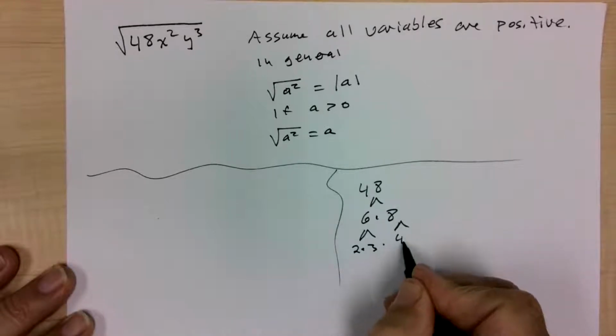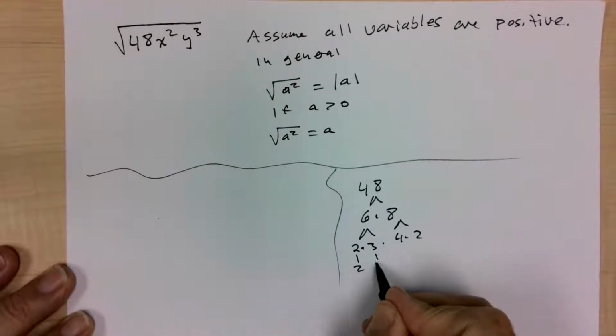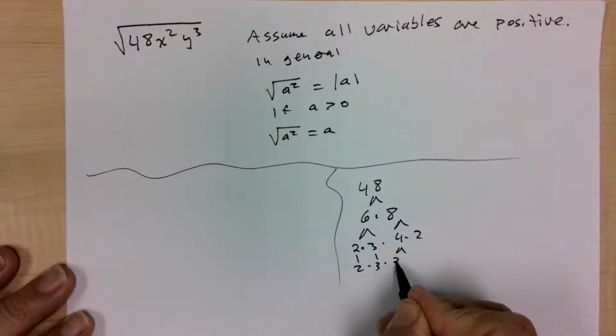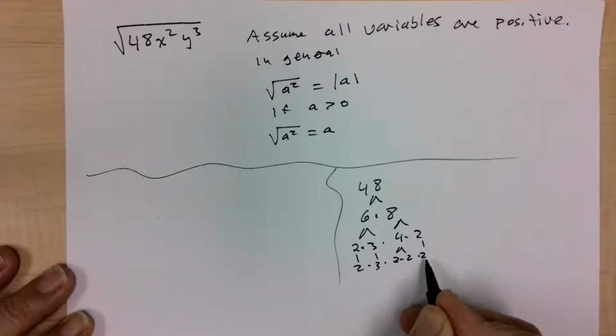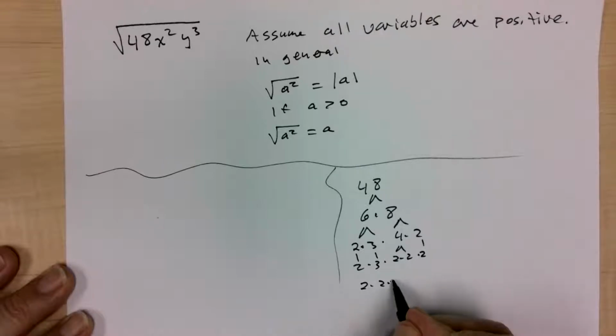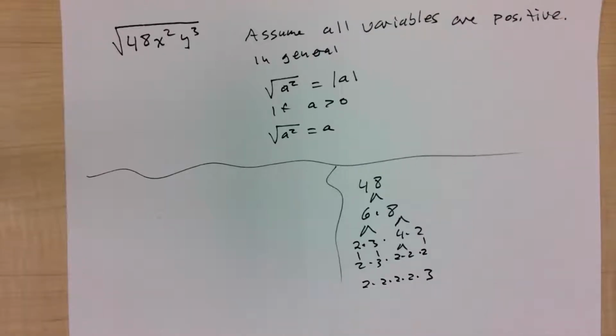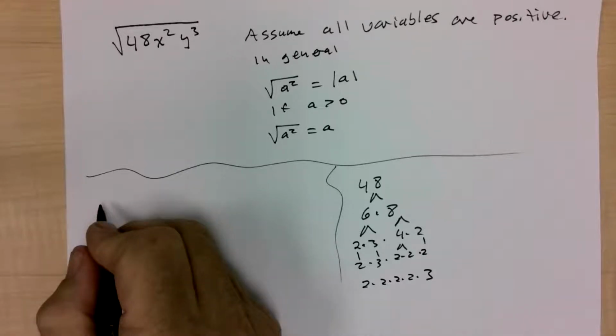8 is 4 times 2. 2 times 3. 4 is 2 times 2. And another 2. So we have 2, 2, 2, 2, 3. Or 16 times 3 if you see that. So anyway, we're going to go ahead and write this out.